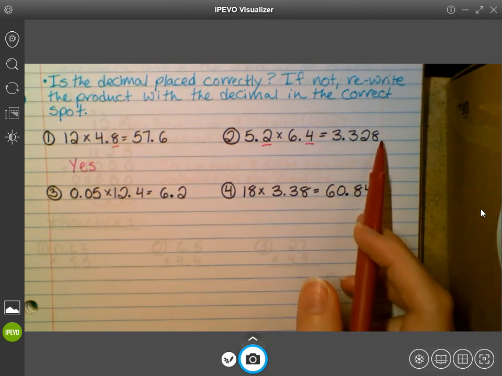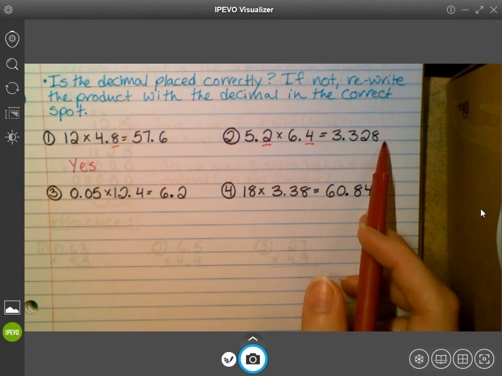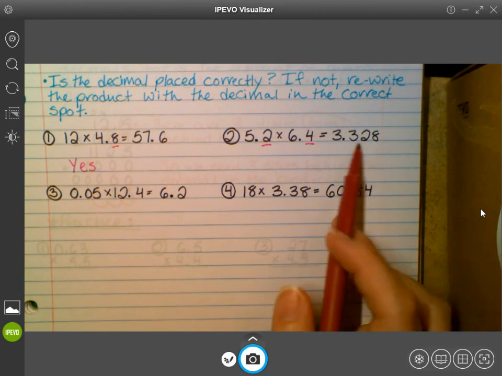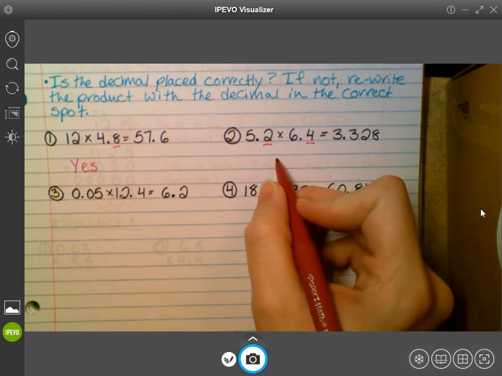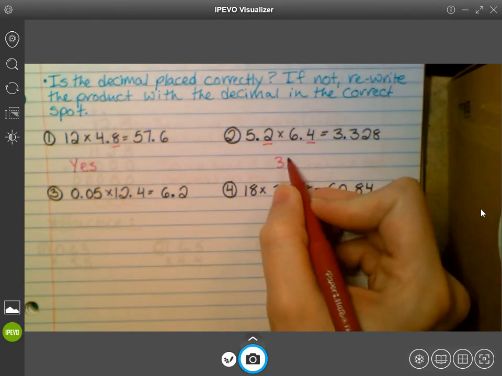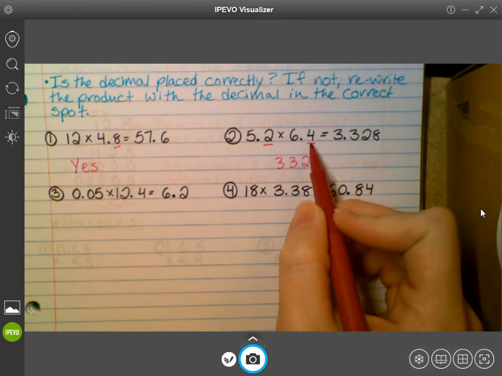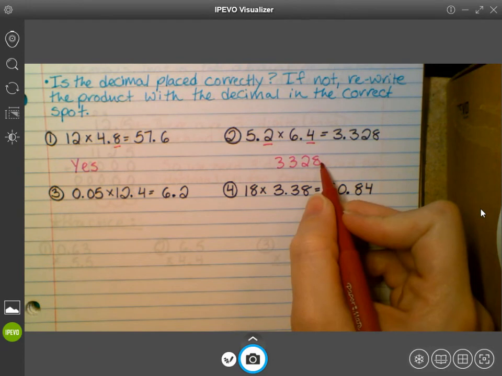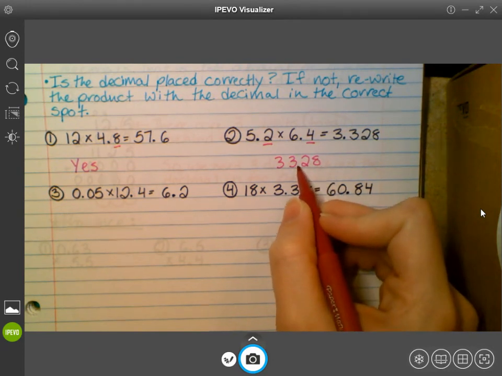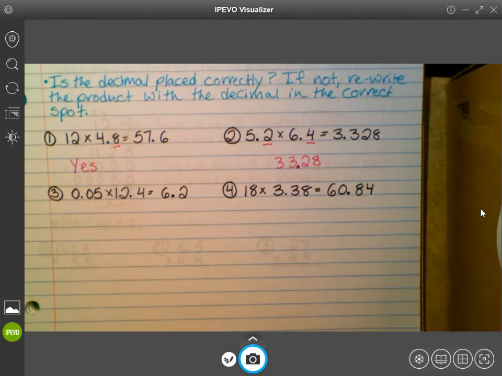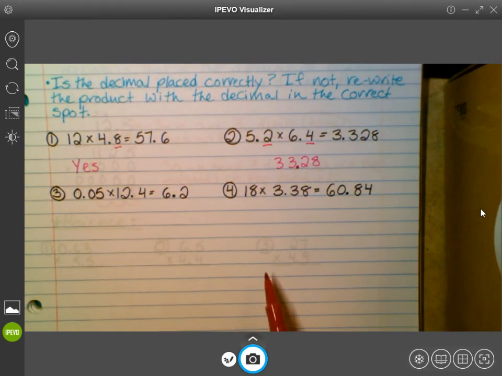So, how many digits do I need to the right of the decimal in my answer? 2. Is this written correctly? No. So I'm going to rewrite the digits first and leave a little bit of space between them. I need to go in 1, 2 spots. So if I go in 1, 2, it should be 33 and 28/100. So that decimal should be between the 3 and the 2.